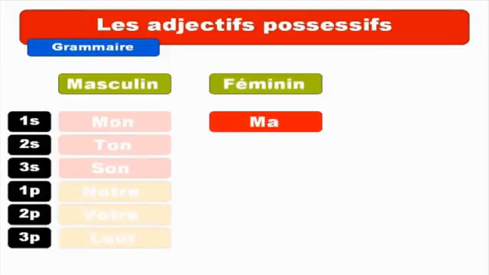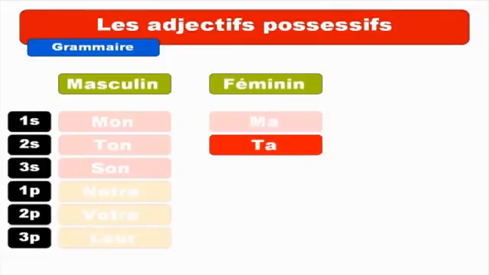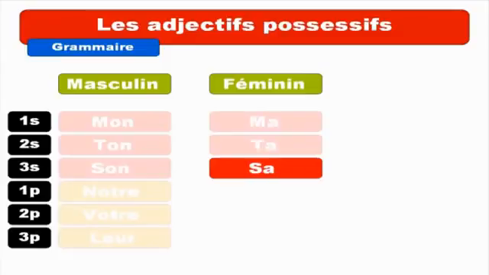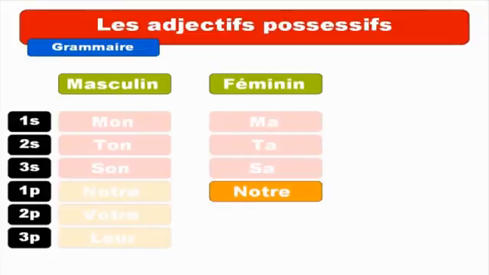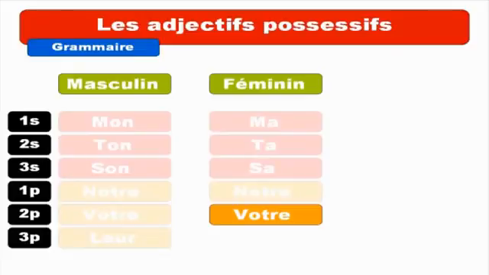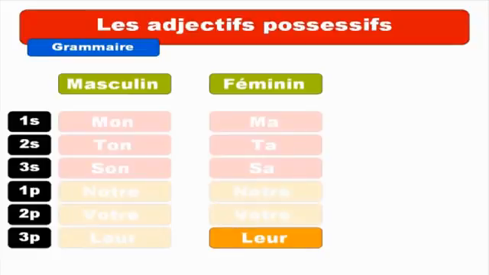Feminine form now, ma. Repeat. Ma, okay, and then ta. Repeat. Ta, okay, and then sa. Repeat. Sa, okay, and then notre. So you can see that it's the same form as the masculine form. Repeat. Notre. Okay. Votre. Same form. Repeat. Votre. And then leur. Same form as well. Leur. Repeat. Okay.